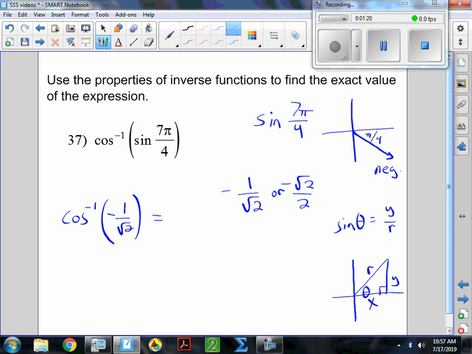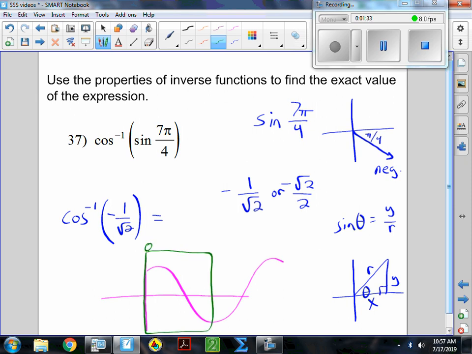I have to think about my cosine graph. My cosine graph goes from negative infinity to positive infinity, but we restrict it to show all the values between 0 and pi. So the question is, what angle between 0 and pi has a cosine value equal to negative 1 over root 2, or negative 0.707? So between 0 and pi, 1 over root 2 is still going to be a pi over 4.